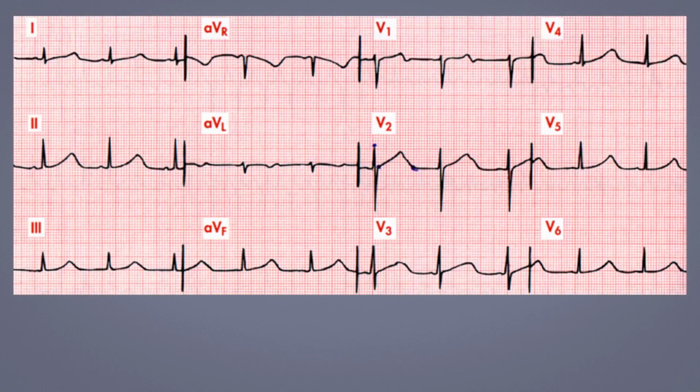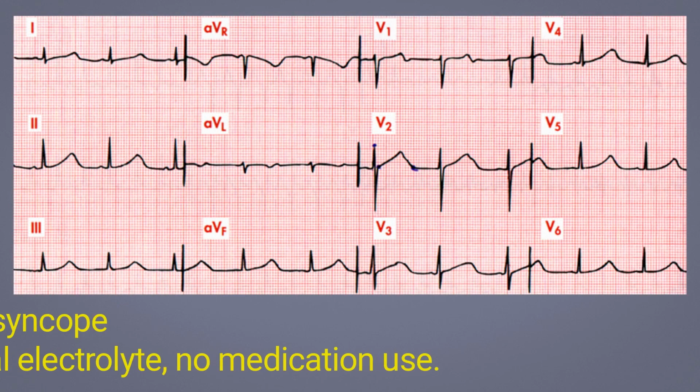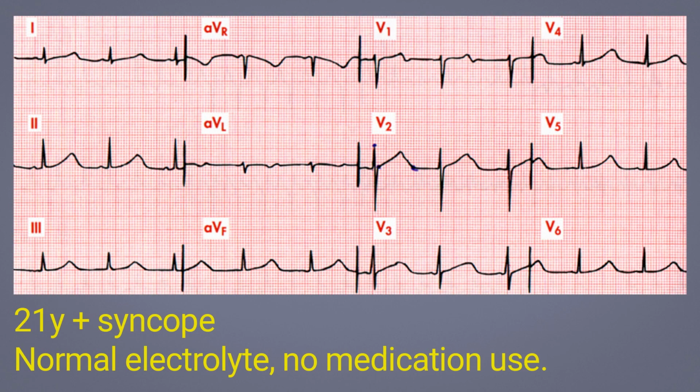The first electrocardiogram we're examining is from a 21-year-old patient with an unexplained syncope history, normal electrolyte levels, and no medication use. I recommend pausing the video at this point to take your time to analyze the ECG before we delve into the discussion.